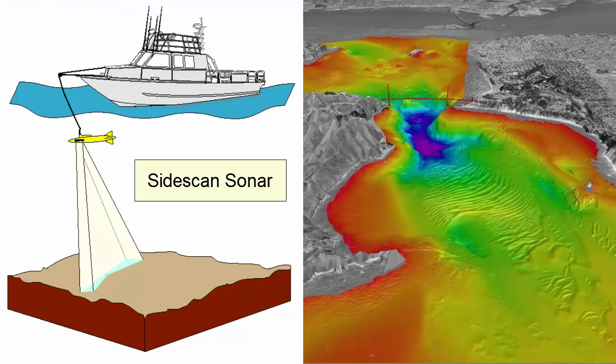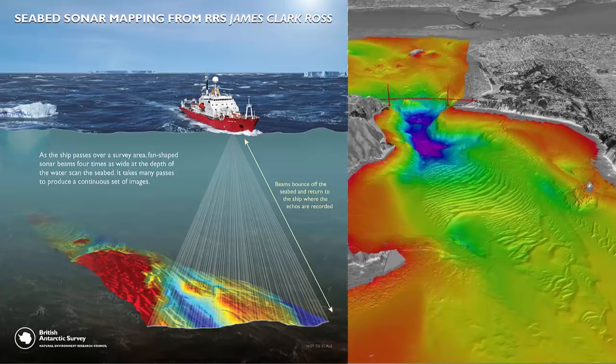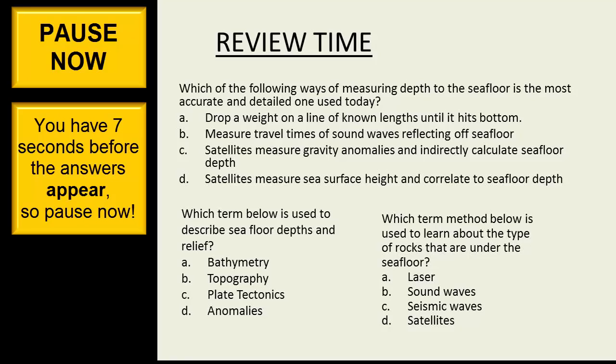However, the effort provides us with detailed maps like this one that clearly shows the bathymetry under the Golden Gate Bridge, with the deepest areas in blue and the shallowest in yellow. Most of the seafloor images that you will see in this class were developed using some kind of sonar technique. Pause now.